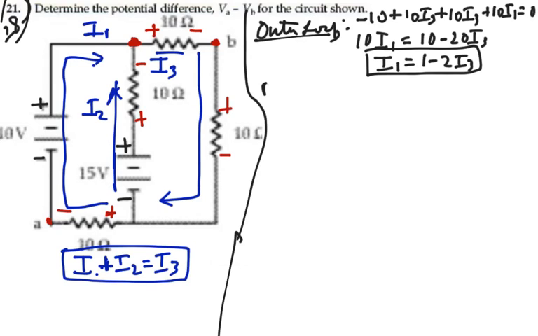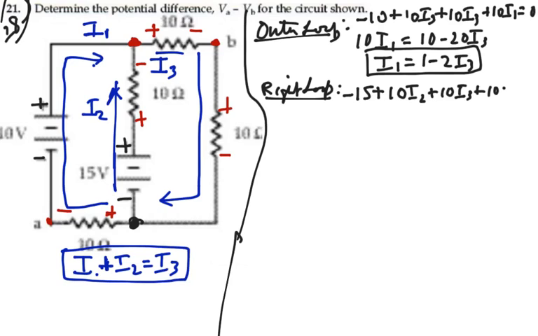Alright, let's look at the right loop. Starting from this point right here, I would have a negative 15 plus 10I2 plus 10I3 plus 10I3 equals 0. So I would have that 10I2 is equal to 15 minus 20I3, or I2 is 1.5 minus 2I3.